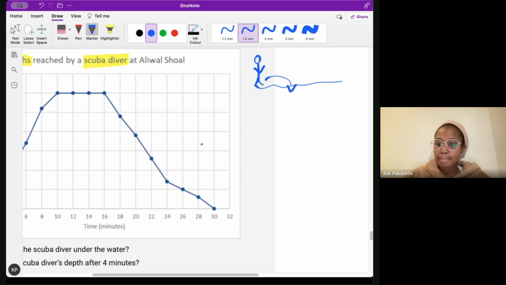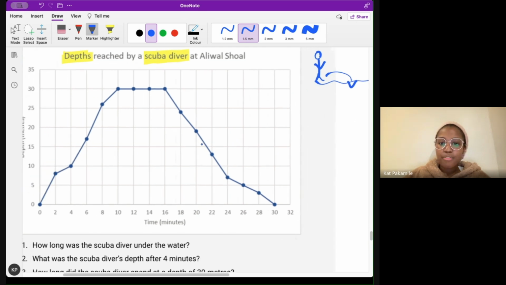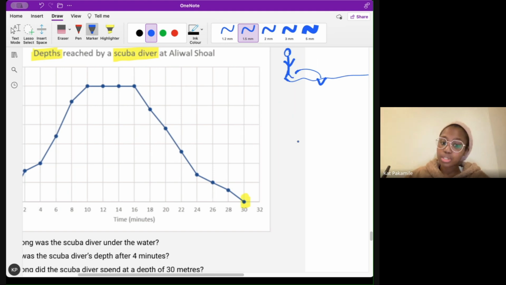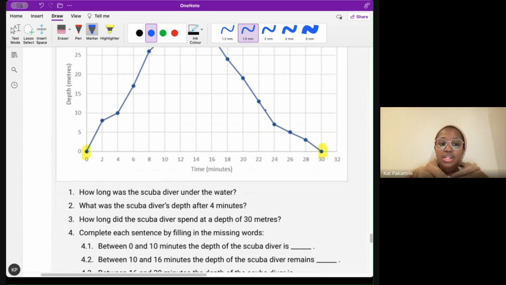Before he dives in, guys, what is his depth? What is the depth of the scuba diver before he dives in? Yes, Alice. Okay, so over here and over here, where the depth is 0, that means this guy is above water. I need you guys to understand that. He didn't dive in at all, so he's above water. He's at 0. Okay, so let's get going.